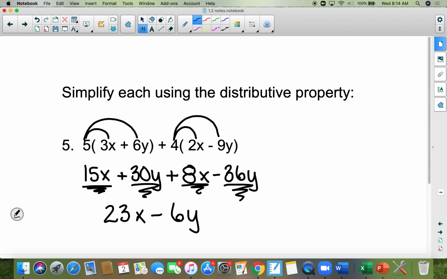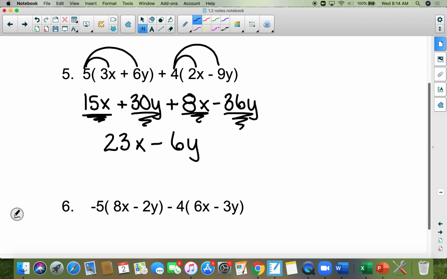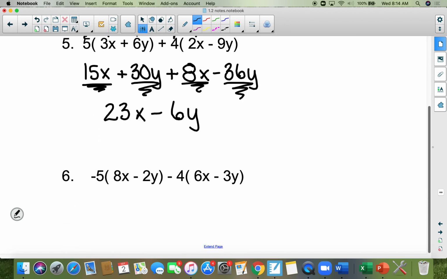For the distance learners, if I'm going too fast, you can always slow it down by stopping the video. And I think we got one problem left, and that's it for today.